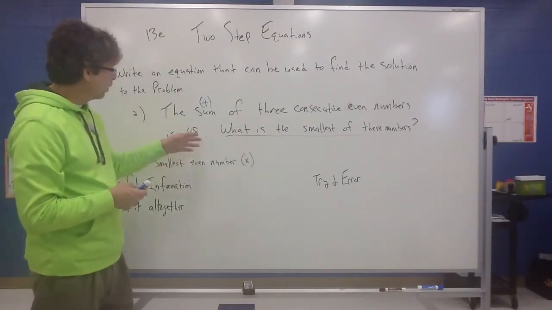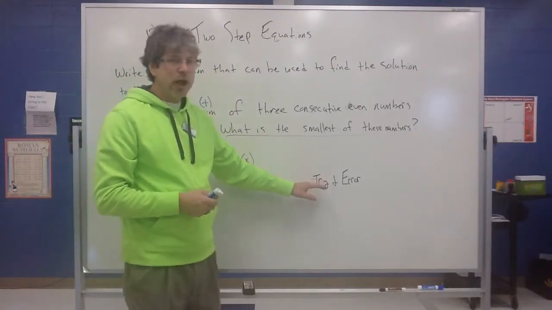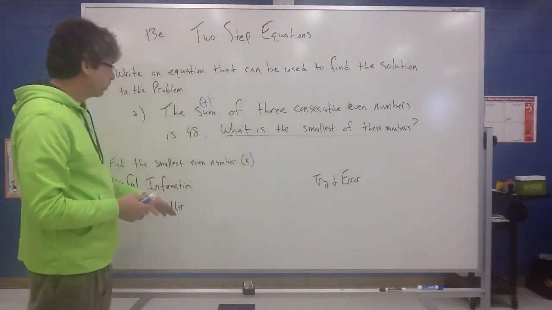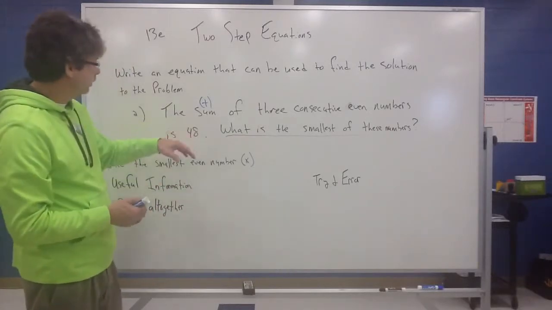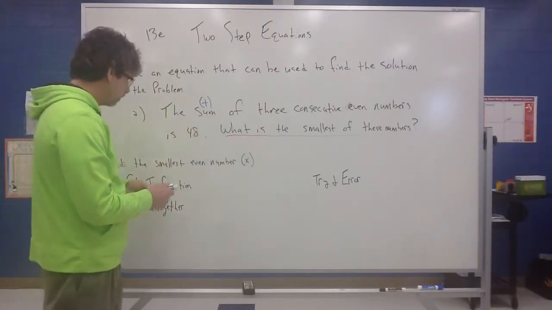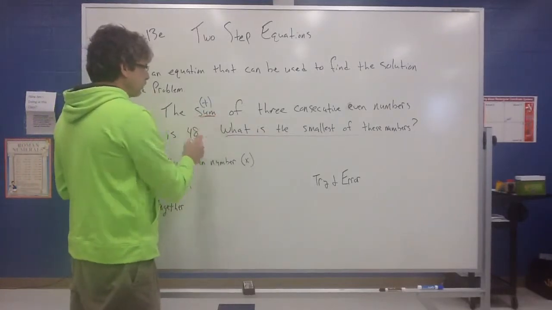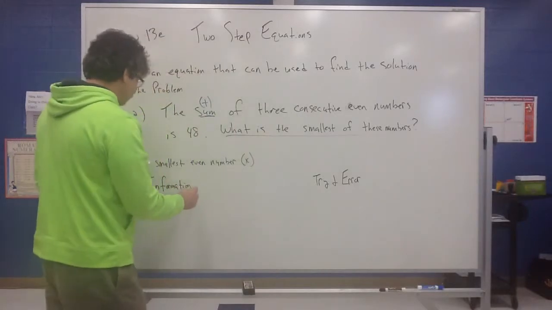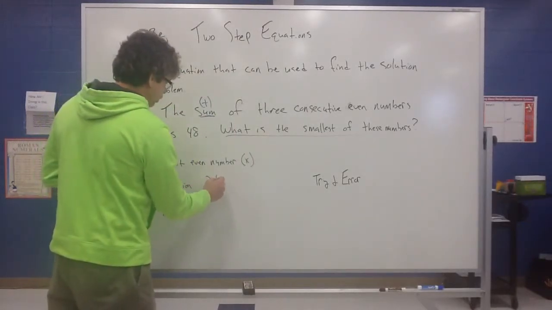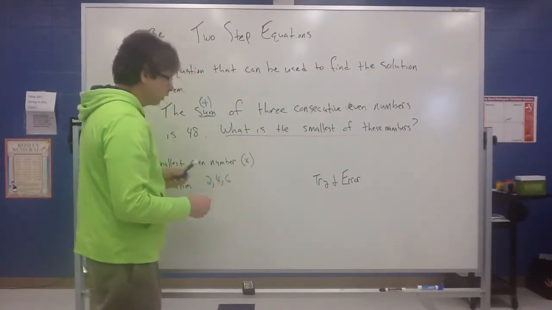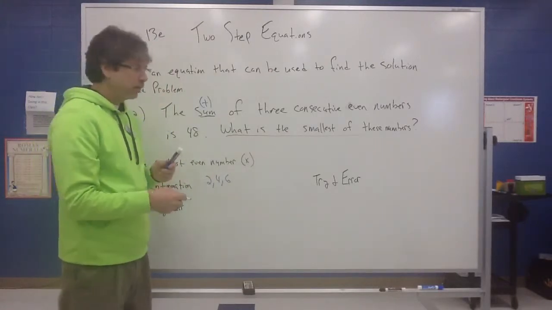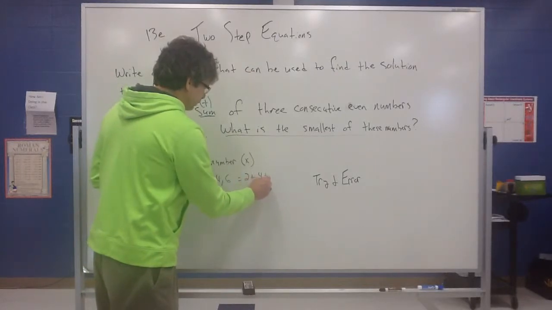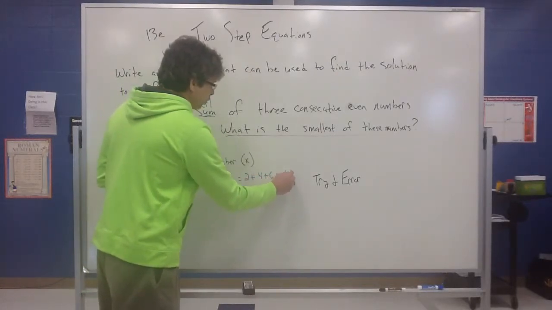So picking up on what I'm seeing here, I can use a little bit of trial and error as a strategy on this problem. I'm going to try to put this useful information together. My useful information is the word sum. That sum means to add. So I have to add three consecutive even numbers, like 2, 4, 6. Those would be consecutive even numbers. But the catch is, when I add those together, that has to equal 48.